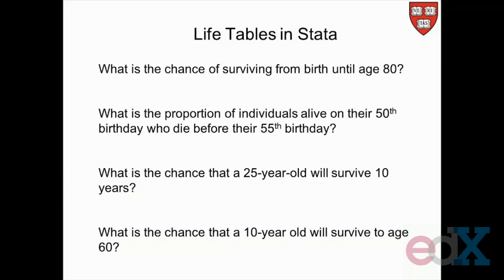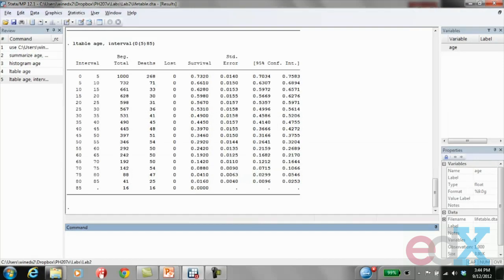So now we have a couple of questions we want to ask about the life table. The first question is, what is the chance of surviving from birth until age 80? Now we can use Stata to do this. Stata will actually compute this value for us, but we can also compute it ourselves. So first off, we're going to compute it ourselves.